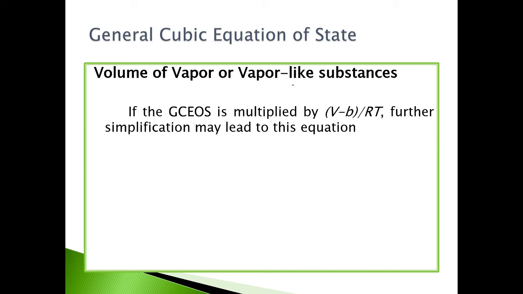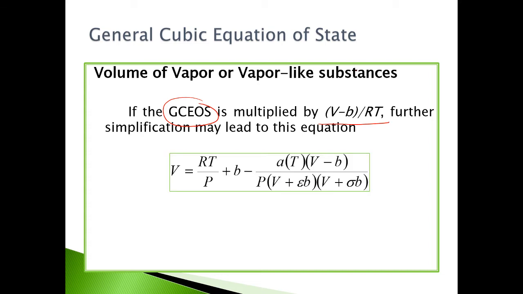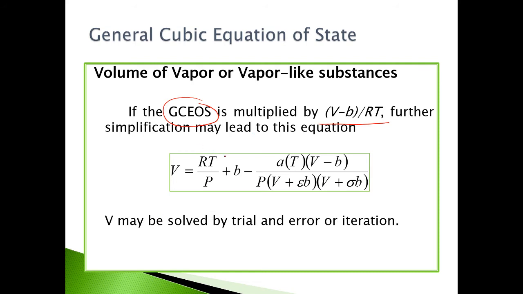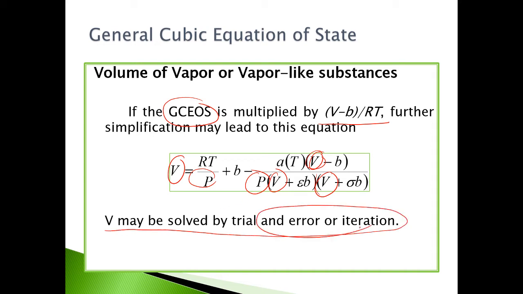We will move on to the volume of vapor or vapor-like substances. If the general cubic equation of state is multiplied by V minus b over RT, we can simplify the equation to this format, a further simplification. If you notice, P is probably easy to solve if it is the unknown. But we will have a problem if V is the unknown, because V occurs multiple times in different terms. So how can we solve for V? By trial and error, or by iteration.